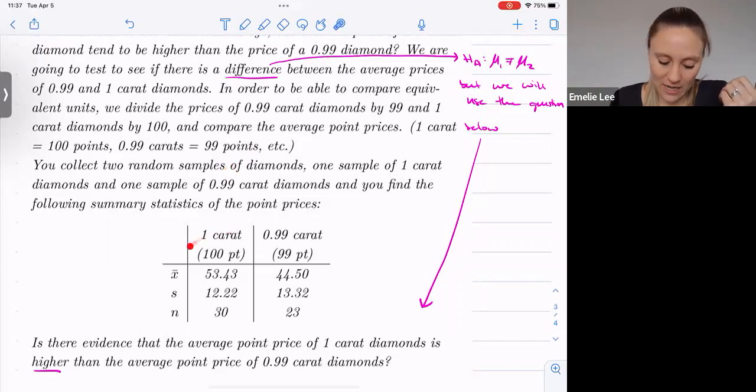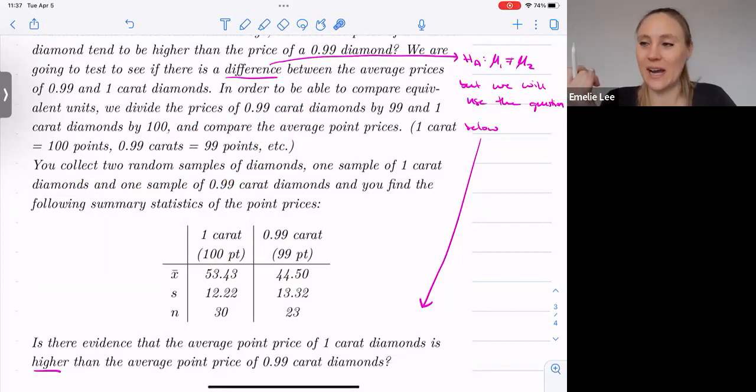Okay, here's something that we need to do. In the end, you're going to have some sort of summary like this. Either I give you the table, or it'll be distributed in the text and you'll have to pull out all this information, okay? You collect 2 random samples of diamonds. So here I have 2 random samples, so I know I have a 2 sample test, right? And we're talking about the price, which is numerical, so we're talking about the mean.